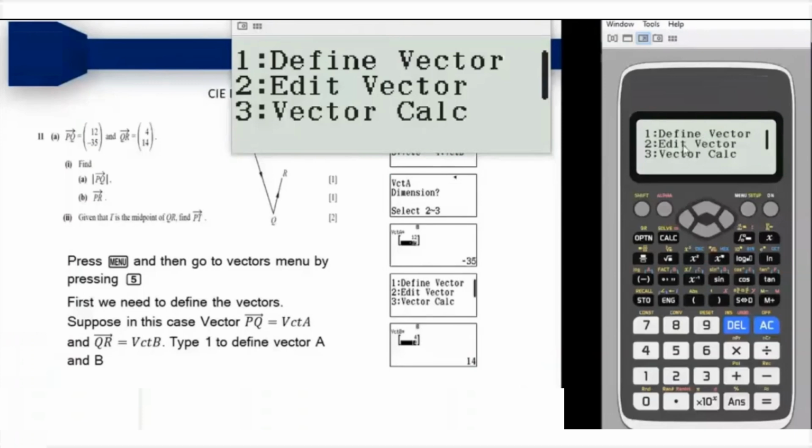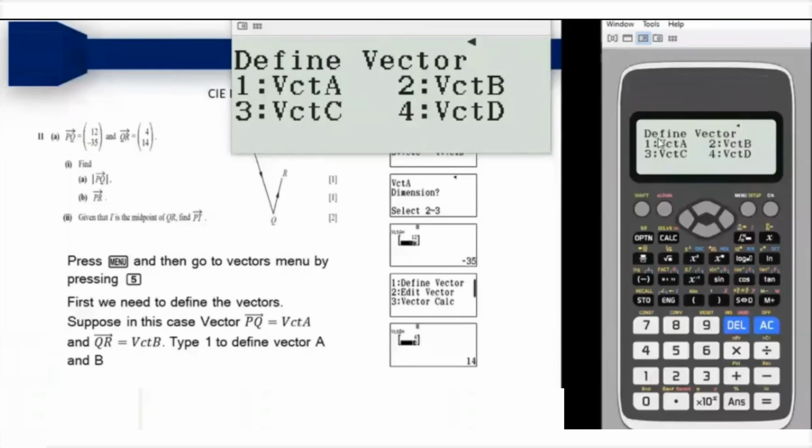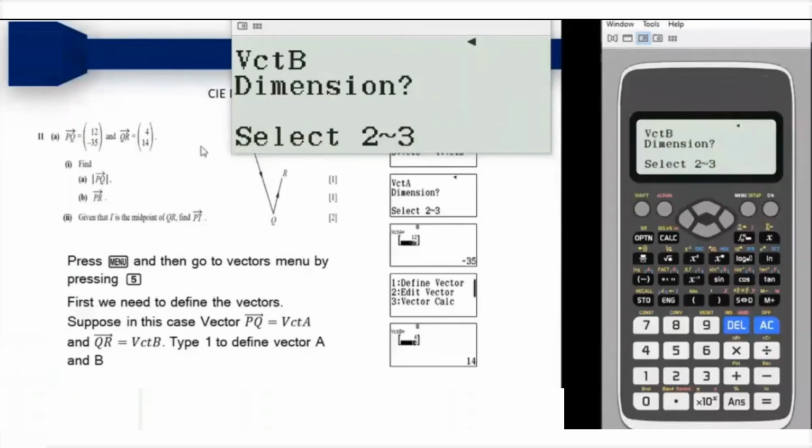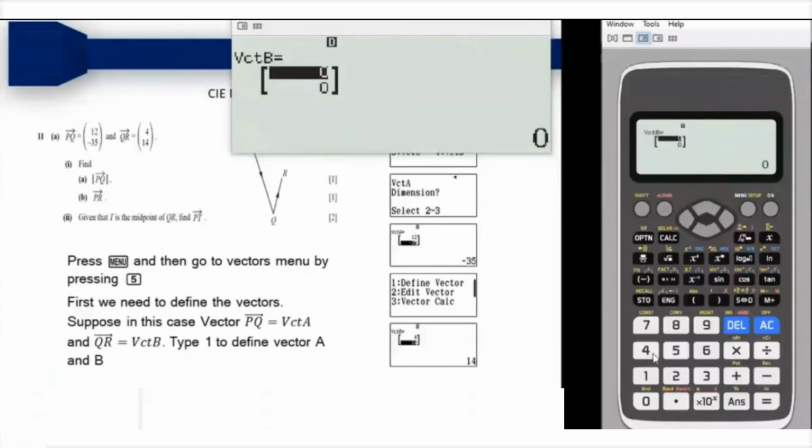So I will press 1. Vector A has already been defined. So I will press 2. My vector B is QR, which is also a 2-dimensional vector. So 4 and 14. I will press 4 equals. I will press 14 equals. So now I have defined my vector B, which is QR. So the two vectors denoted in the question have been defined.